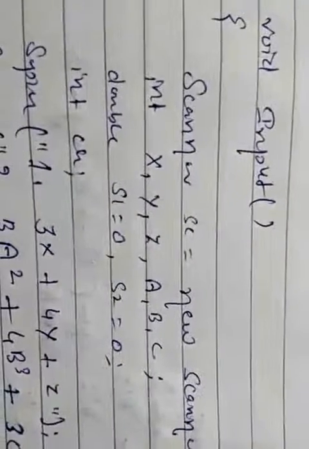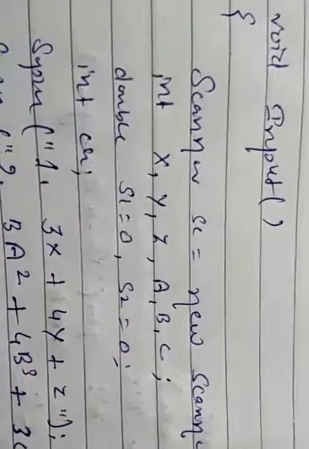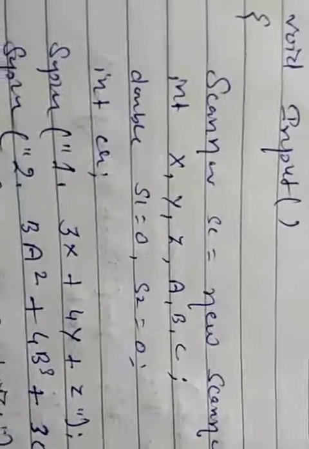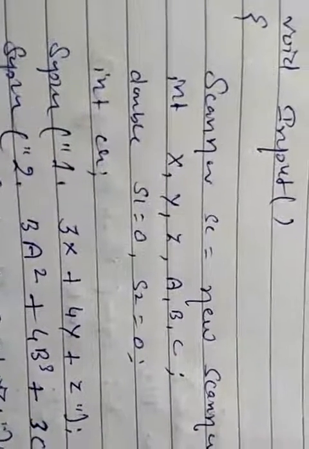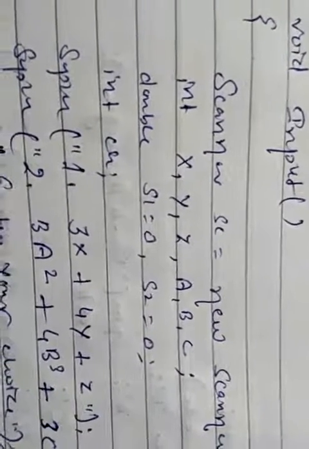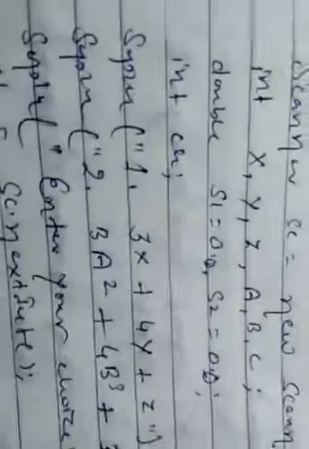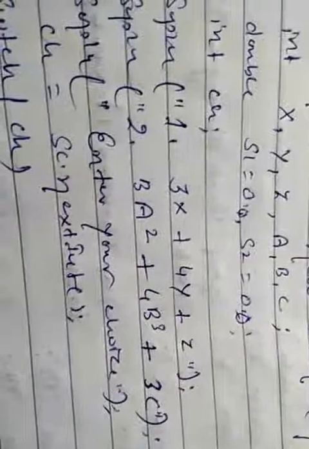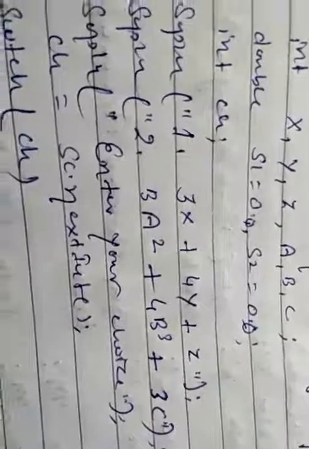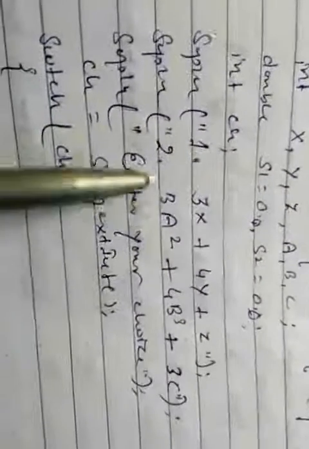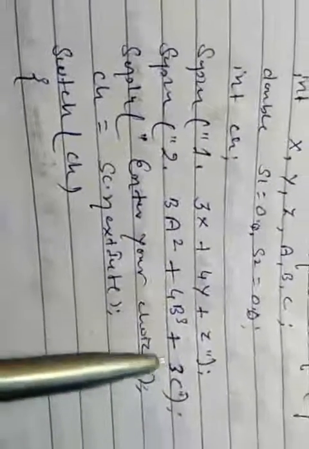So in the main function, we are taking integer variables x, y, z, a, b, c, and double s1 equals 0 and s2 equals 0 for the calculation. So s1 should be 0.0 and s2 should be 0.0, and integer ch for choice. Now we are printing the menu. First, 3x plus 4y plus z, and the second one is 3a square plus 4b cube plus 3c. Enter your choice: ch equals sc.nextInt, switch of ch.